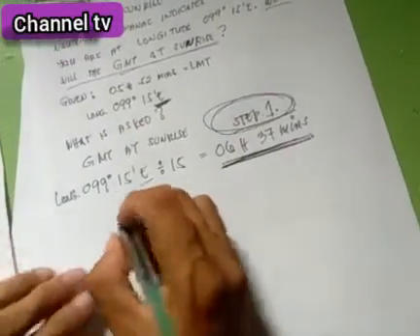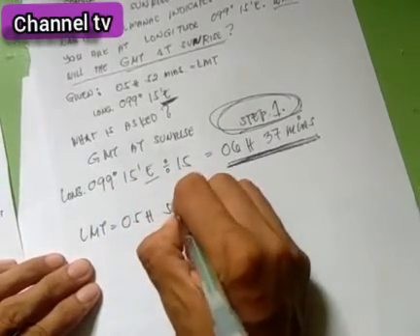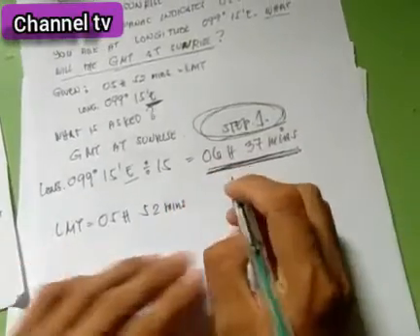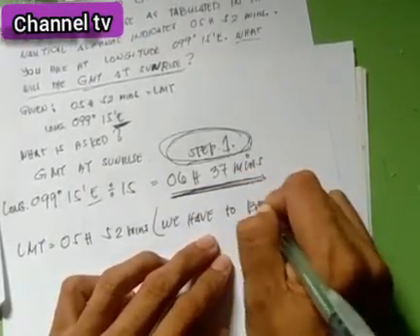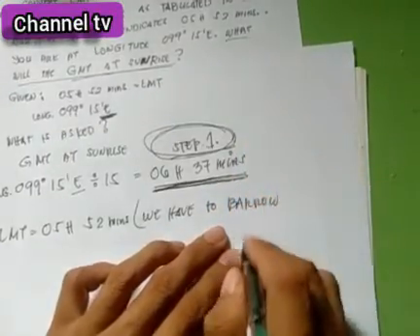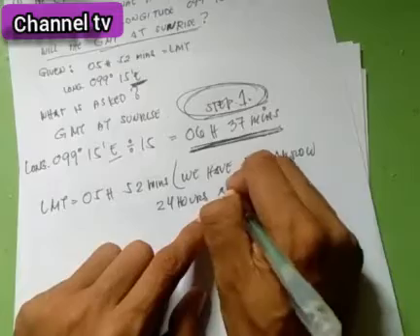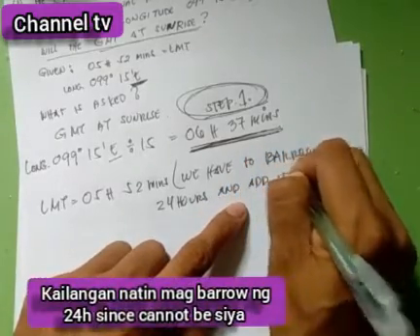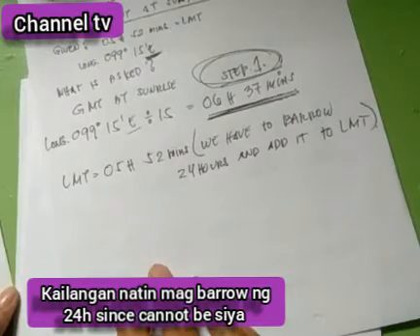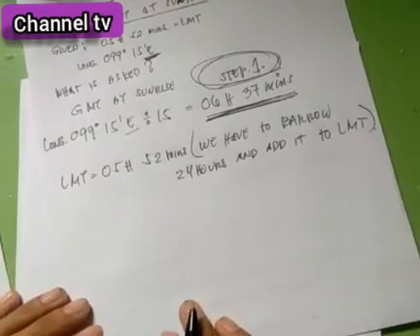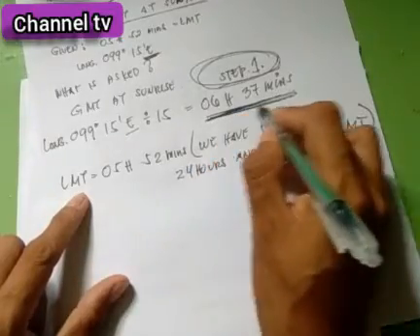And so ito, lagay natin LMT 05 hours 52 minutes. Since the longitude is east, the local mean time is ahead of Greenwich. Therefore, to get the Greenwich mean time, we have to subtract from the LMT 6 hours and 37 minutes.